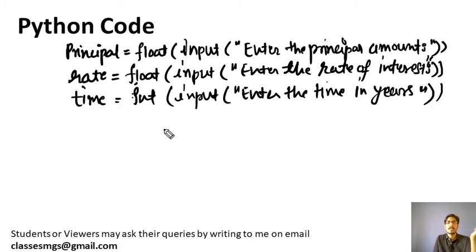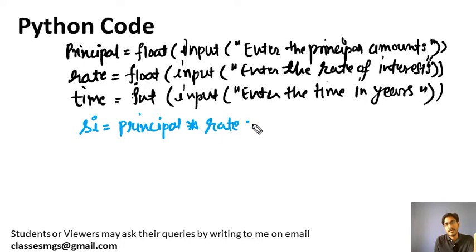Okay, this is how you will take the input. Now we will apply the formula to calculate the simple interest. So I am creating some variable SI. I will apply the formula: principal into rate into time, then I will divide it by 100.